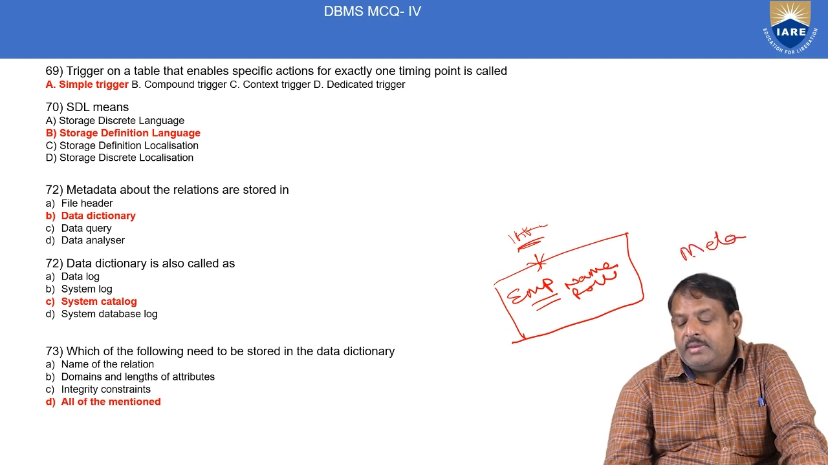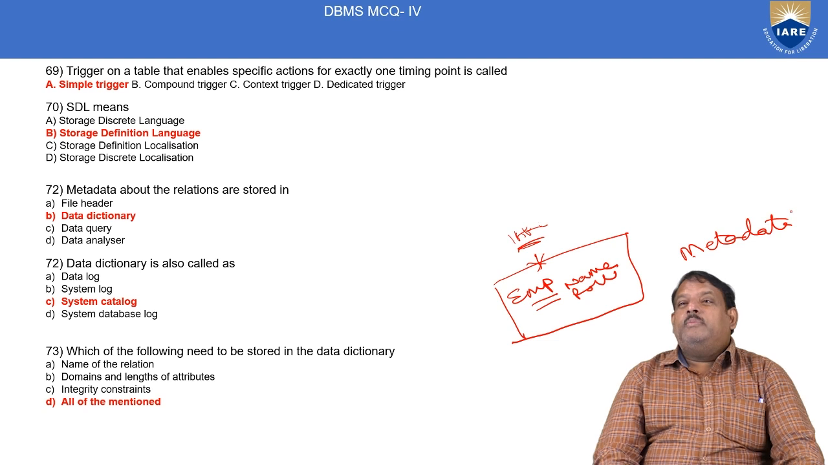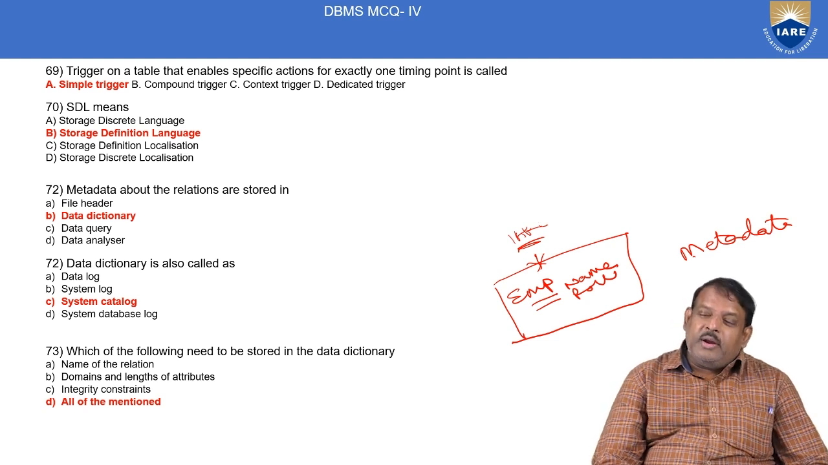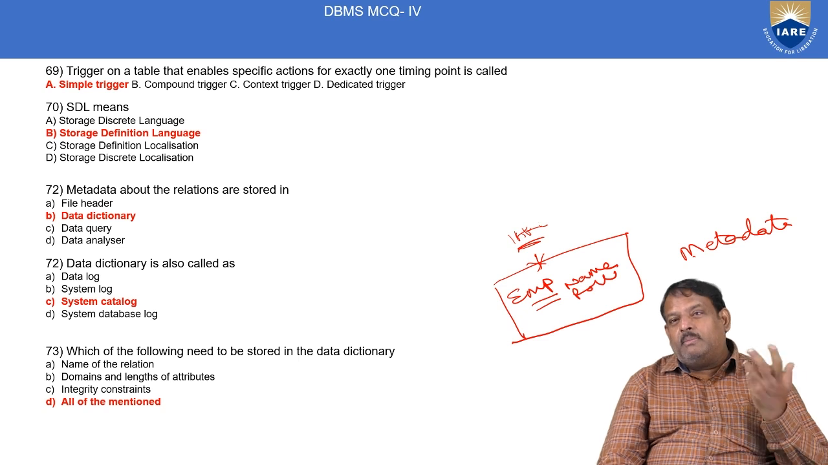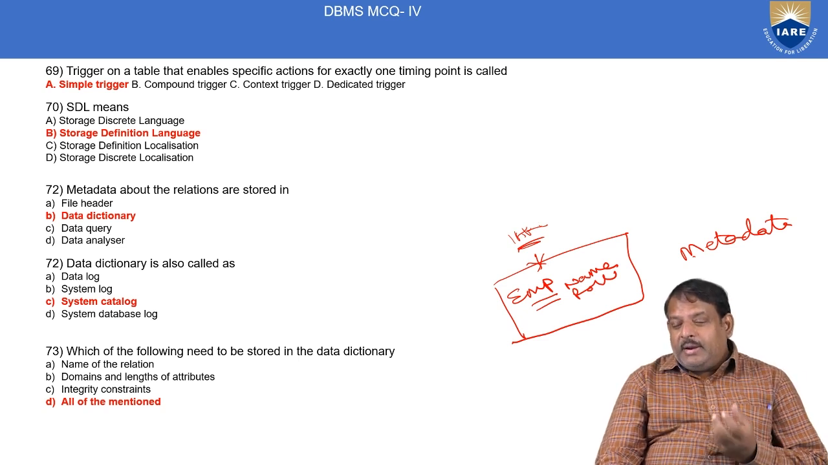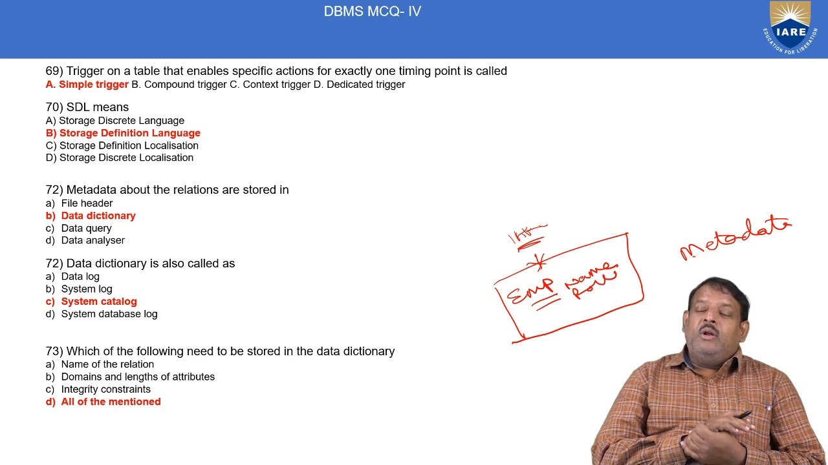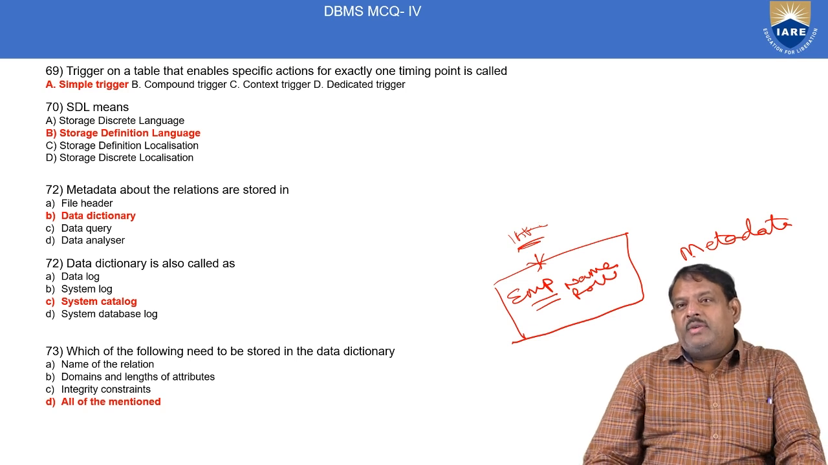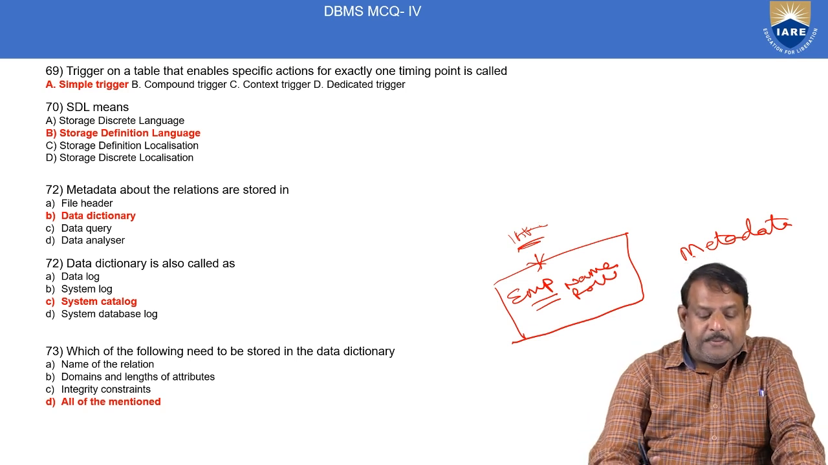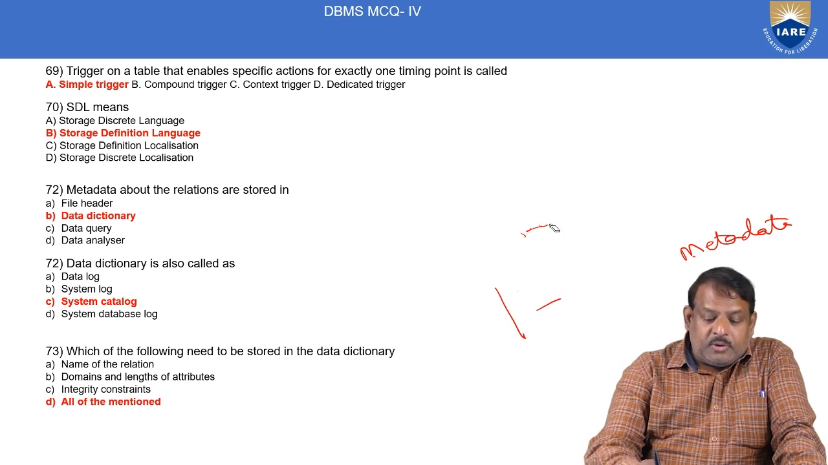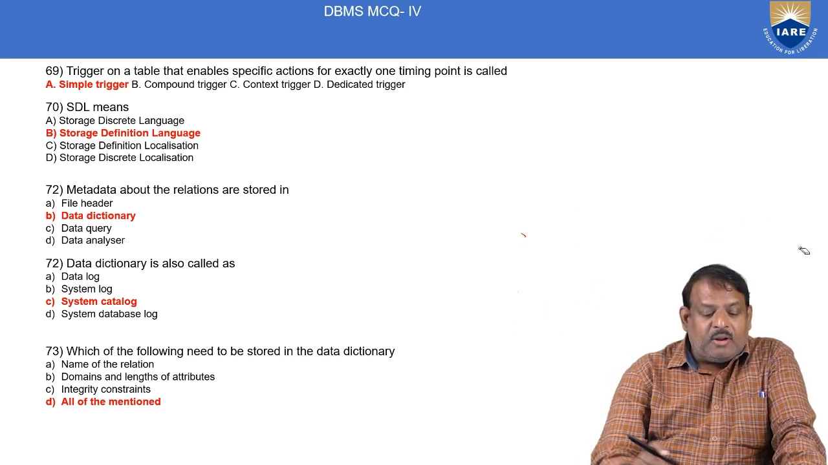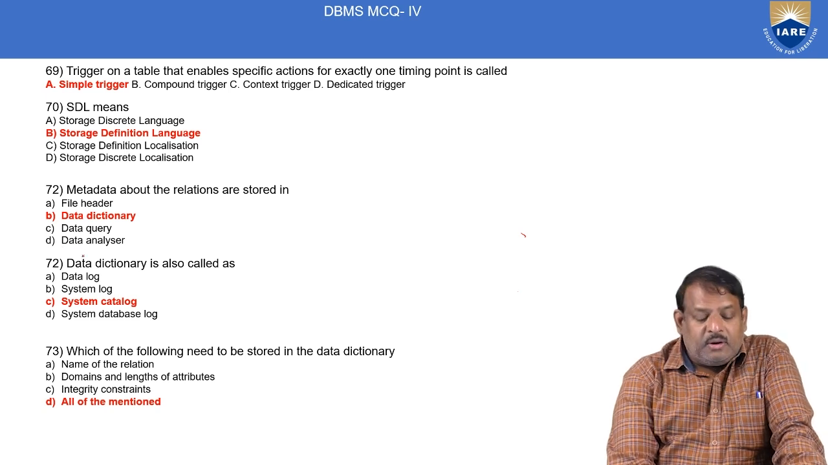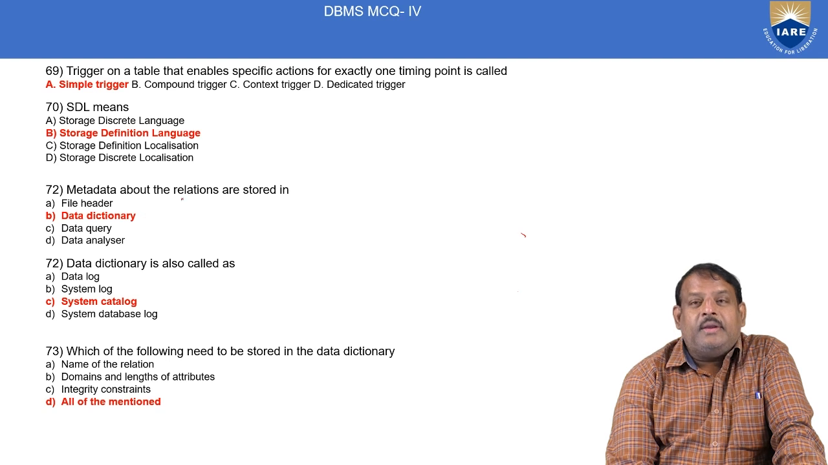Metadata is a collection of all the objects in the database. If you have 10 databases and 10 tables, every piece of information is stored in the master database. Metadata is like a dictionary; it holds whatever is in your databases. So metadata is also called a data dictionary. It is not a file header, a data query, or a data analyzer. Information about the database is the data dictionary.